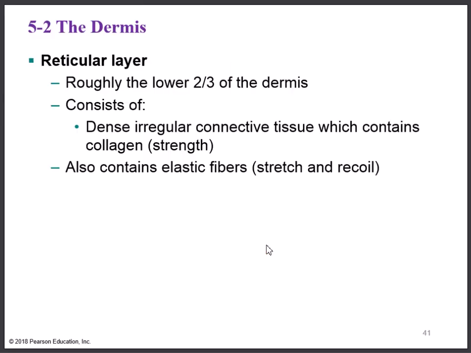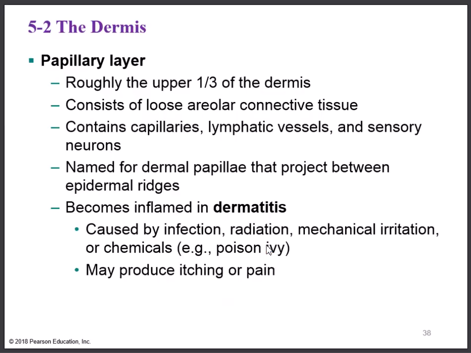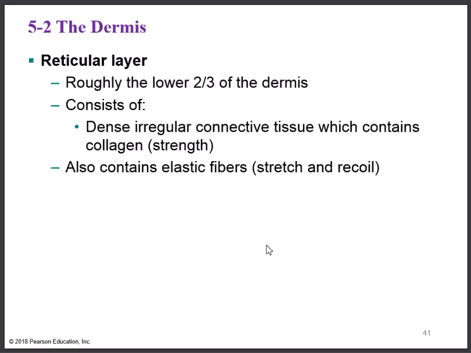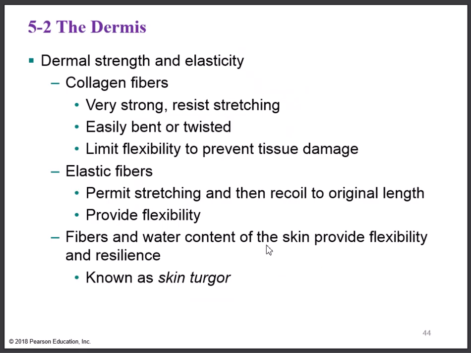Let's make sure we got everything. Yep, so again, upper 1/3 is the papillary layer, lower 2/3 is going to be the reticular layer. The papillary layer is primarily areolar connective tissue. The reticular layer is primarily dense, irregular connective tissue, which has a lot of collagen, and then some elastic fibers as well. So that leads us to what I was talking about, dermal strength and elasticity, right?